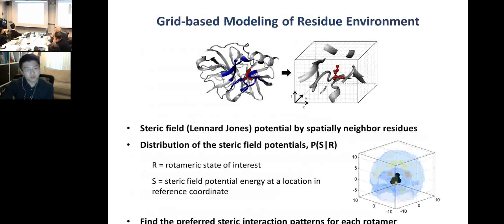In this analysis, I focus on the steric interaction only. A residue and its surrounding residues are placed in a reference grid box. And then at each grid point, we computed the steric field potential originated from the neighboring residues. Finally, I estimate the distribution of steric field potentials for a given rotameric state. From such a distribution, we expect to find the preferred steric interaction patterns for each rotameric state.